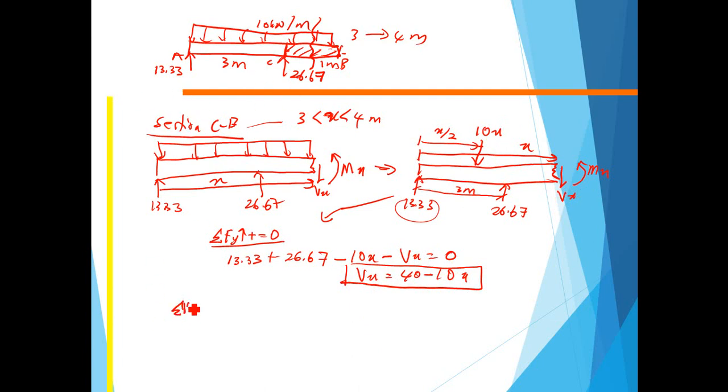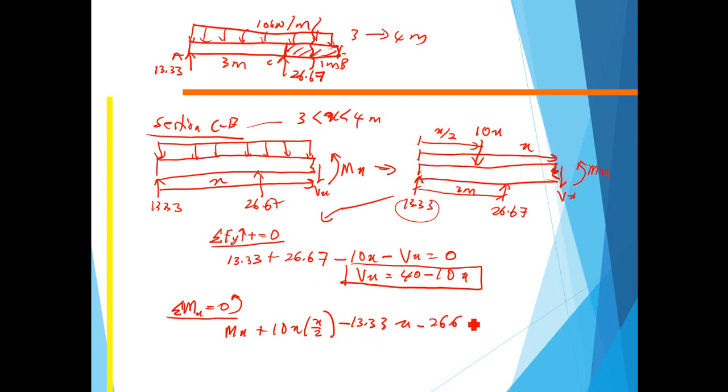Now we apply the summation of moment at point x, which is here, at this point, equal to 0. Okay, so we can write the Mx. Let's say this direction is positive, so Mx plus 10x, which is this force, and then multiply by the distance. The distance is x over 2, and then minus 13.33, this force, to the point x. So the distance is x.